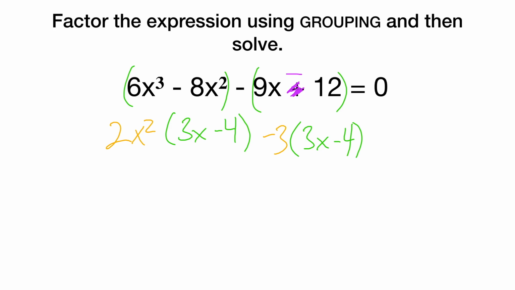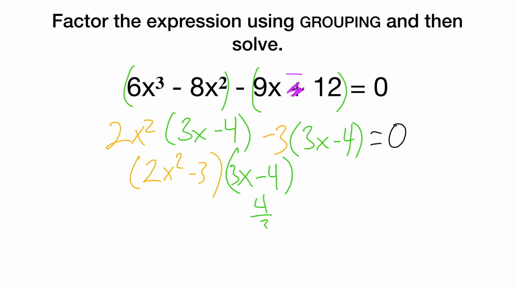And sure enough, if you look, like always, there we go. Hooray! The parentheses are the same. So all of this equals 0, of course. So our final factors would be 2x squared minus 3 times 3x minus 4. So our easy one right here is going to be the 3x minus 4. So that becomes 4 over 3.